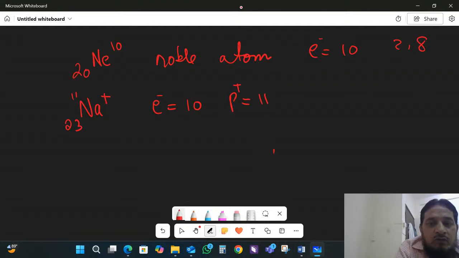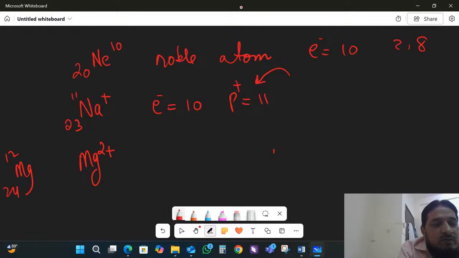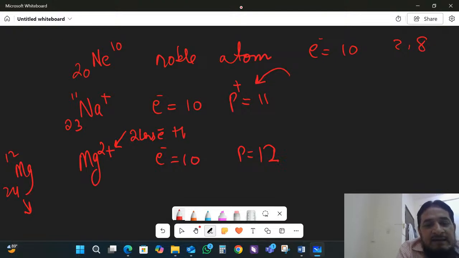So overall we can say that one more positive is there, so the plus 1 is there. Same case if we see Mg 2 plus. Mg atom is 12 24, Mg 2 plus. Now Mg, this is having 12 electrons. 2 plus means now electrons are 10 and protons are 12. This plus 2 means that this is having 2 fewer electrons than the atom.